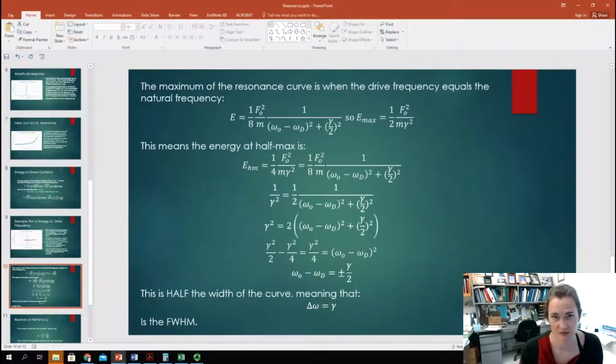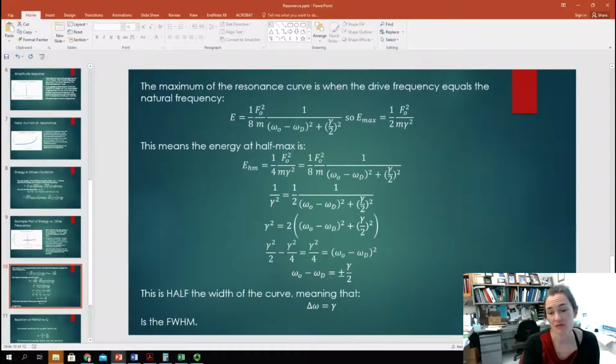So I take the inverse to make my algebra a little bit easier, and I end up with gamma squared is equal to 2 times (omega naught minus omega drive) squared plus (gamma over 2) squared. So I divide both sides by 2, and then I subtract gamma squared over 4 from both sides, and that leaves on the left-hand side gamma squared over 4 equals (omega naught minus omega drive) quantity squared on the right-hand side. So if I take the square root of that, then I end up with omega naught minus omega drive, and that's equal to plus or minus gamma over 2.